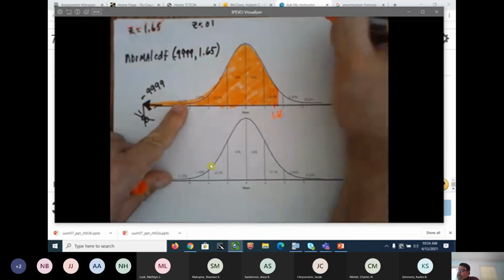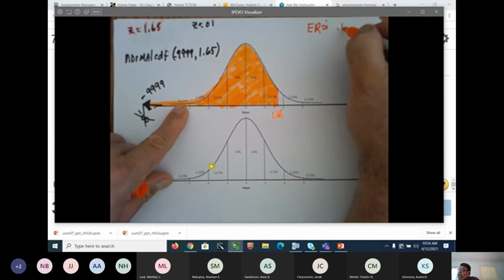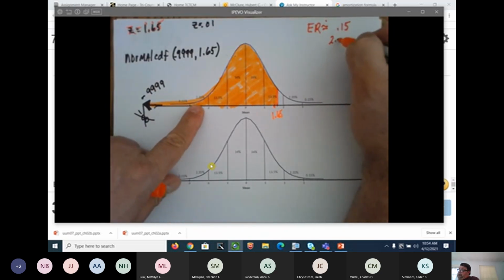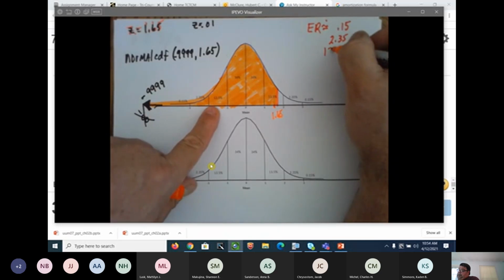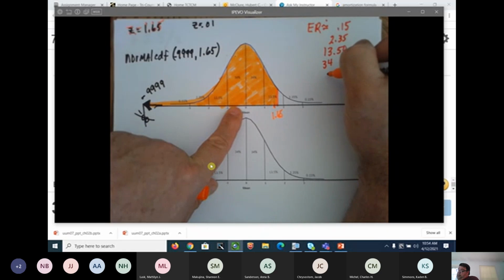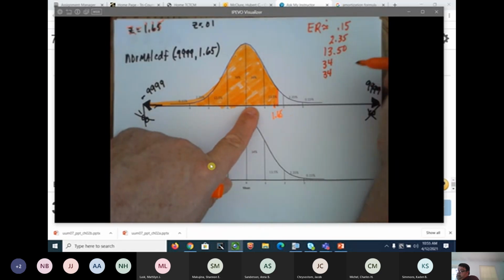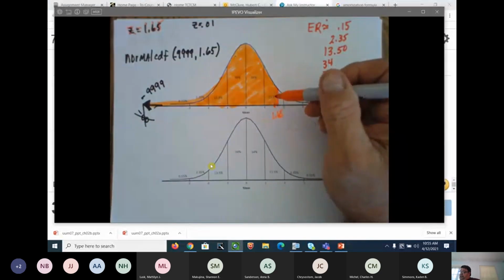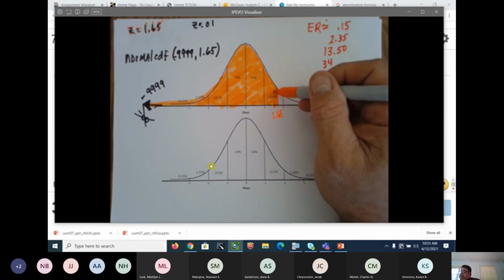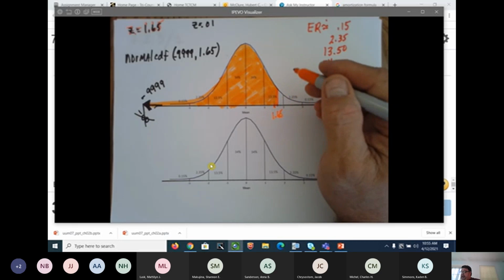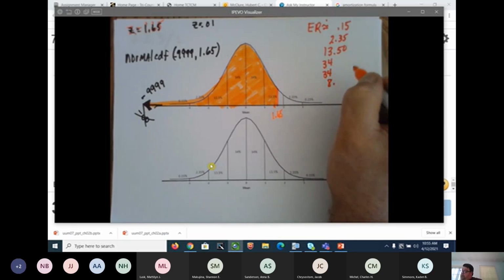So 0.15 by the empirical rule, we estimate 0.15, 2.35, 13.5, 34, 34. 1.5 would be 16, or no, I'm sorry, 1.5 would be 6.75. So I'm going to say 8.75 because it's just an estimate.